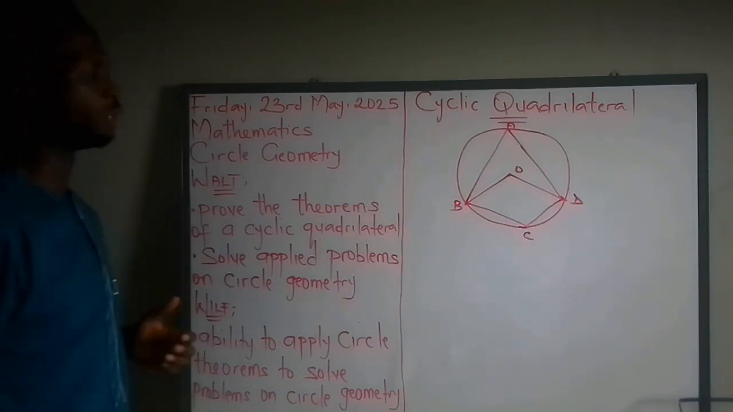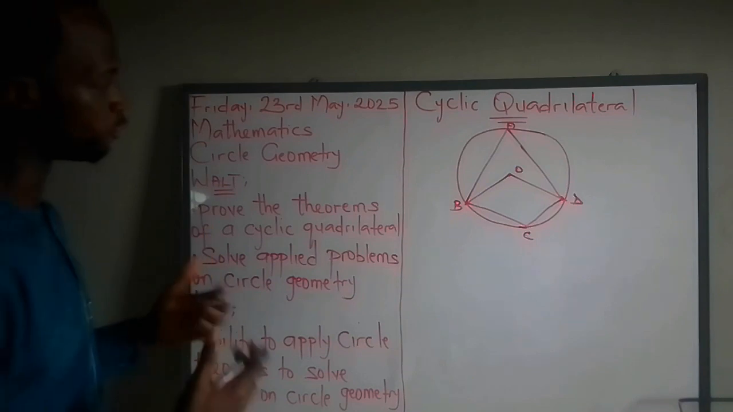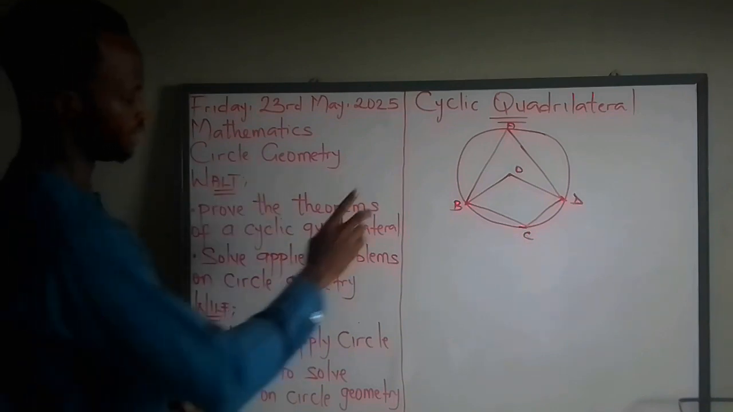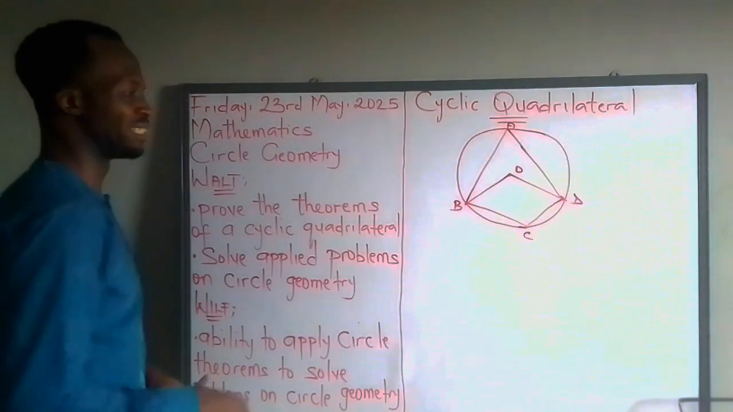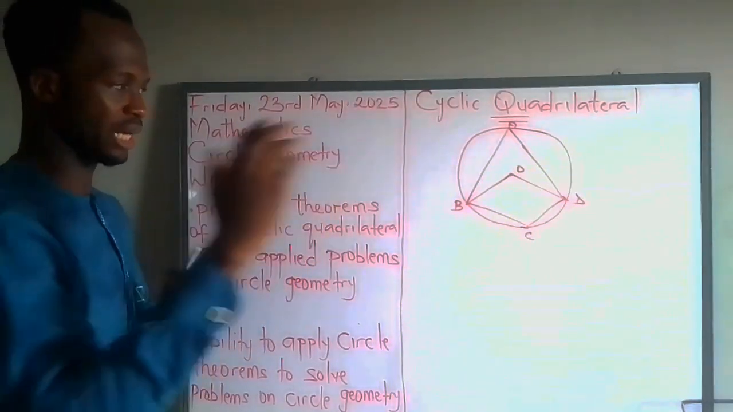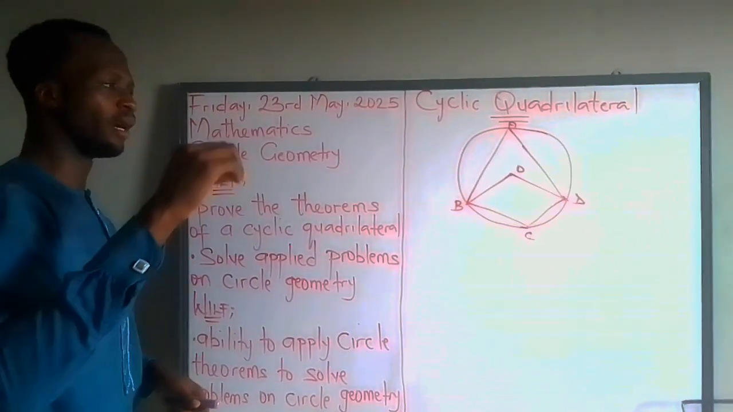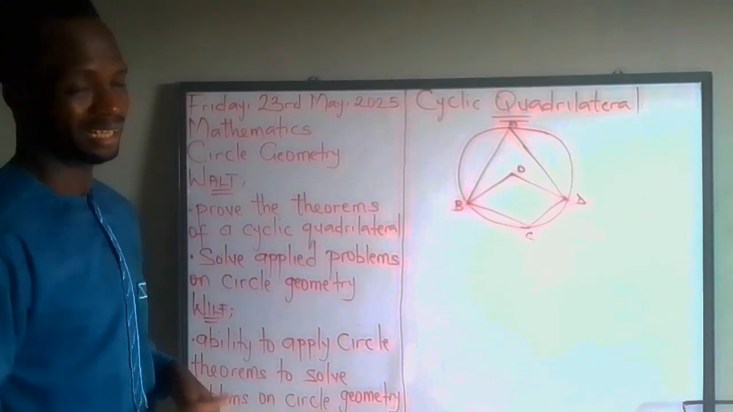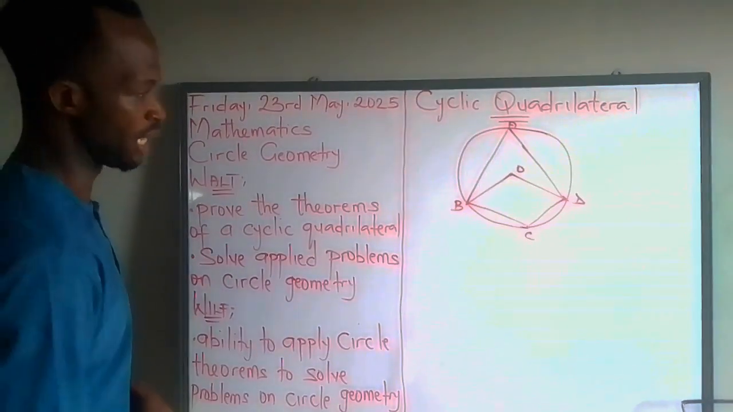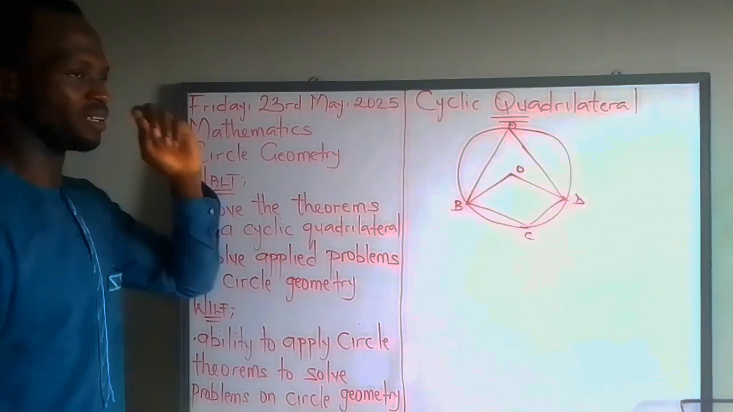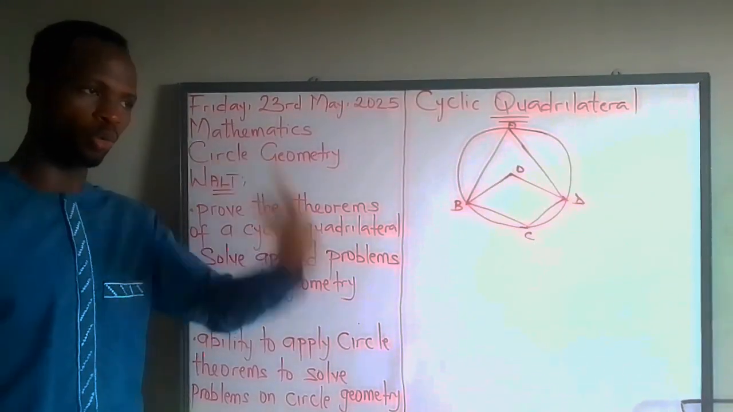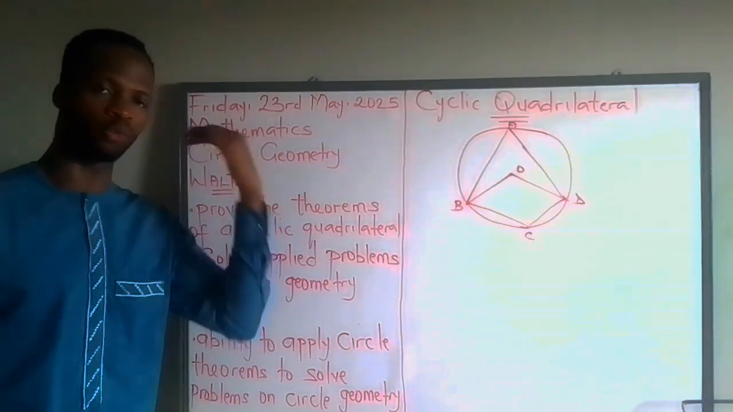So, how do we prove, or what are the theorems to prove here? We are going to first prove the first theorem of this cyclic quadrilateral: the sum of the opposite angles of a cyclic quadrilateral is 180 degrees. So how do we prove that? Don't forget I said that the first circle theorem that we proved is very pivotal to other theorems.